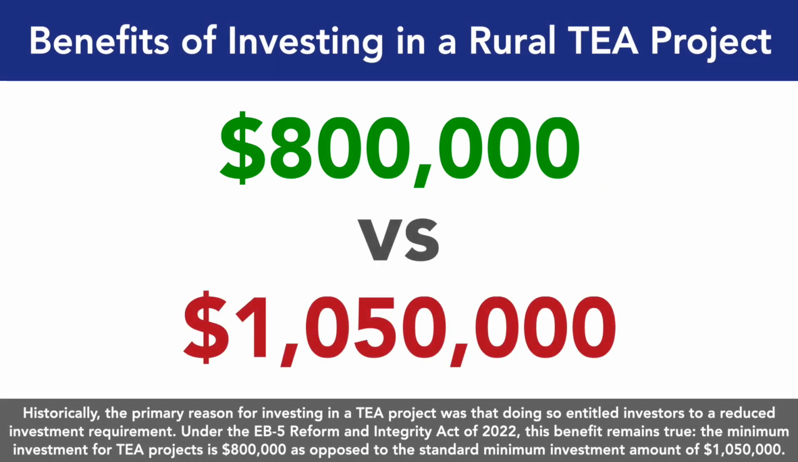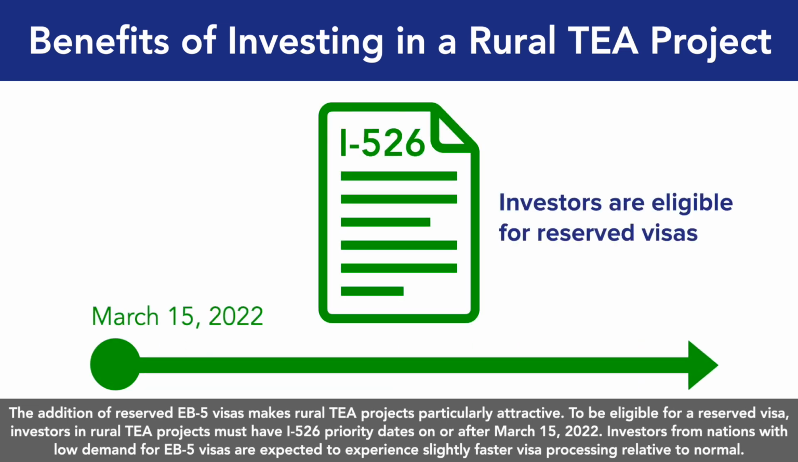Benefits of investing in a rural TEA project. Historically, the primary reason for investing in a TEA project was that doing so entitled investors to a reduced investment requirement. Under the EB-5 Reform and Integrity Act of 2022, this benefit remains true. The minimum investment for TEA projects is $800,000 as opposed to the standard minimum investment amount of $1,050,000. The addition of reserved EB-5 visas makes rural TEA projects particularly attractive.